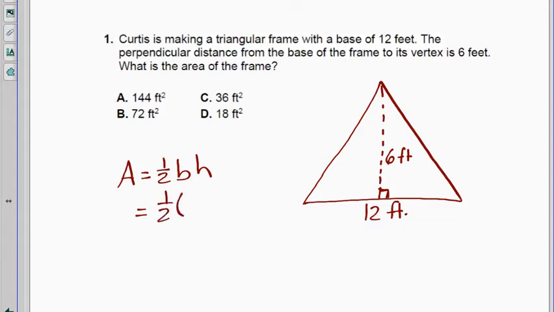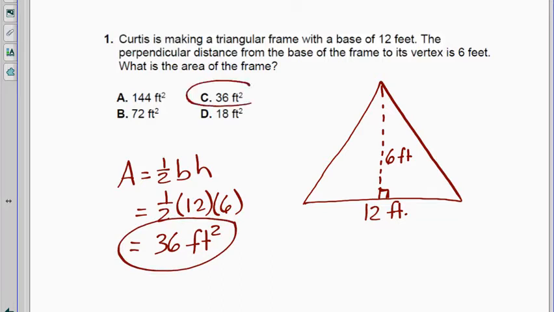1/2, base is 12, height is 6. 1/2 of 12 is 6. 6 times 6 is 36. We need units in our answer: feet squared, circled, and then circle it up there. If you were to just circle C because you're lucky, you wouldn't get any points for this problem because you have to show work, show me how you got it. I'm not testing how lucky you are, I'm testing how much math you know.